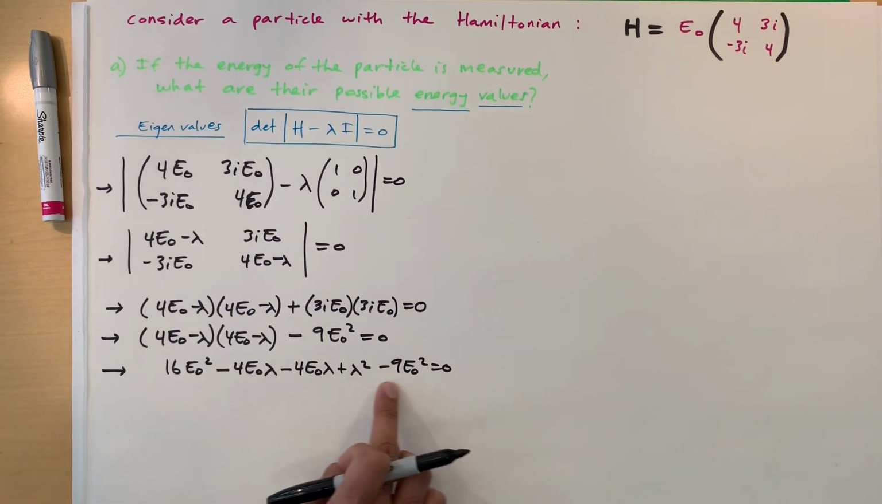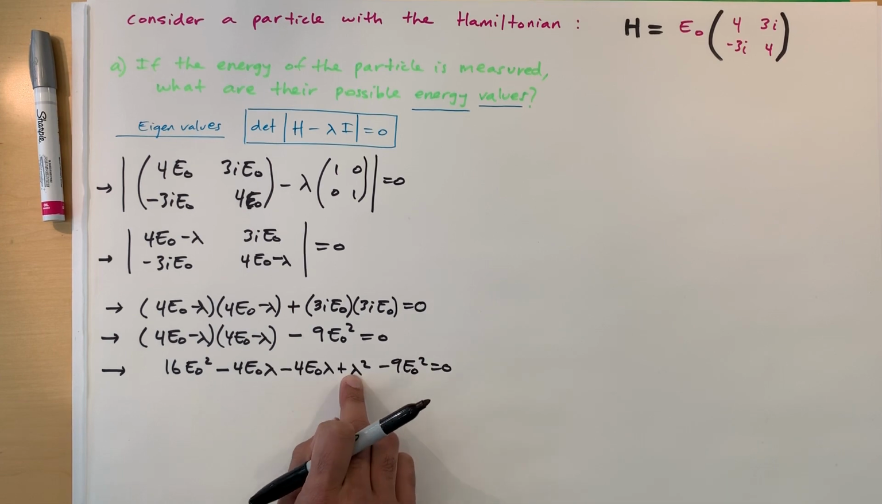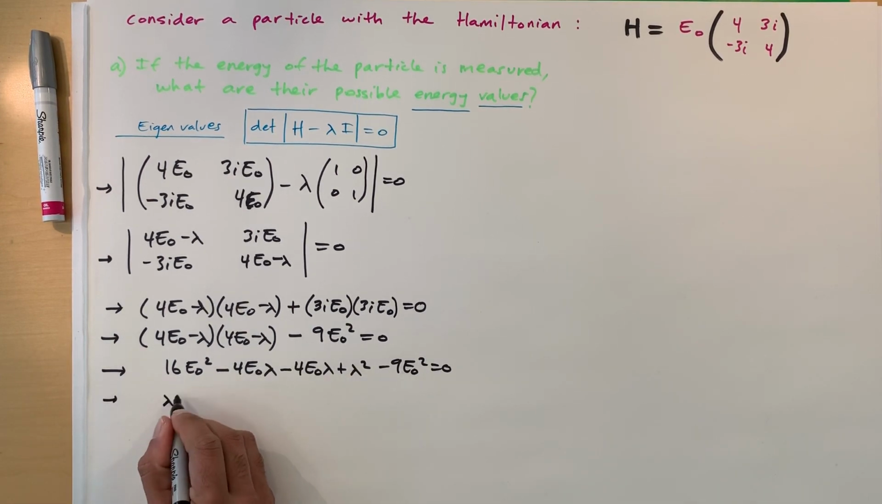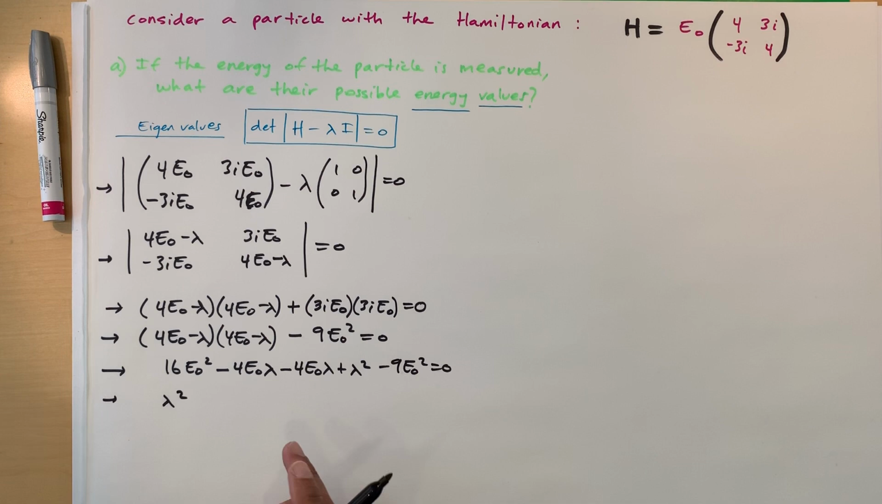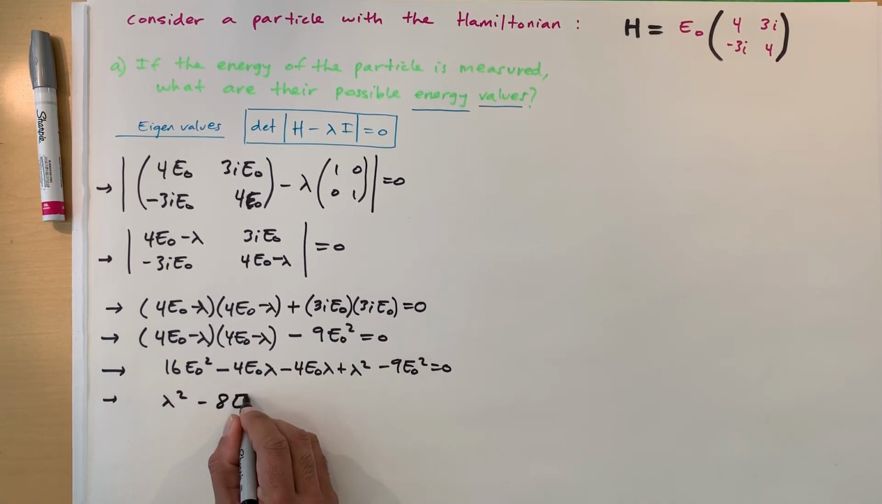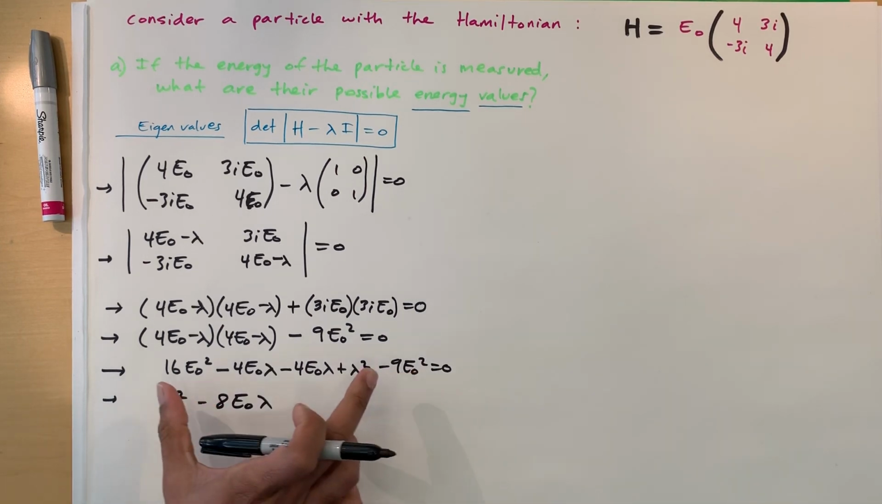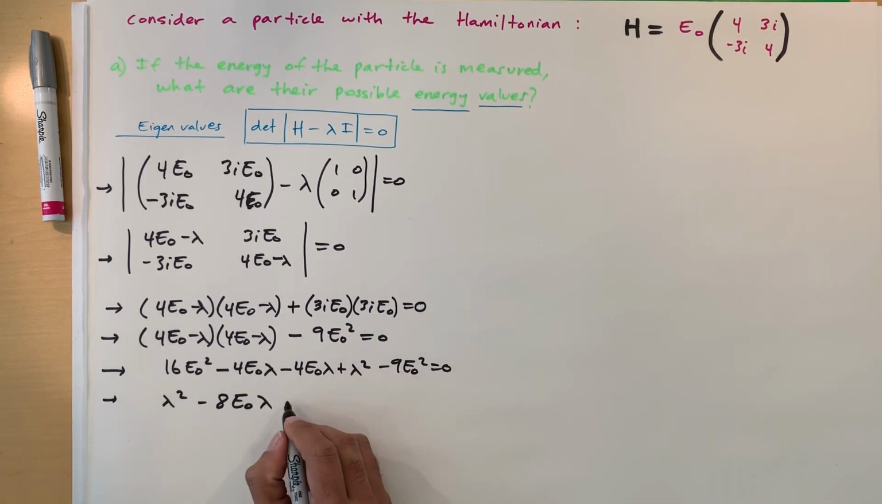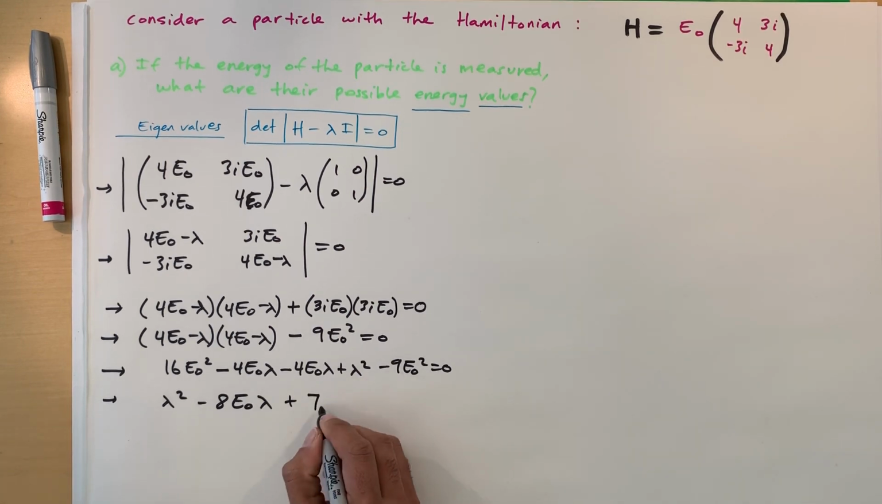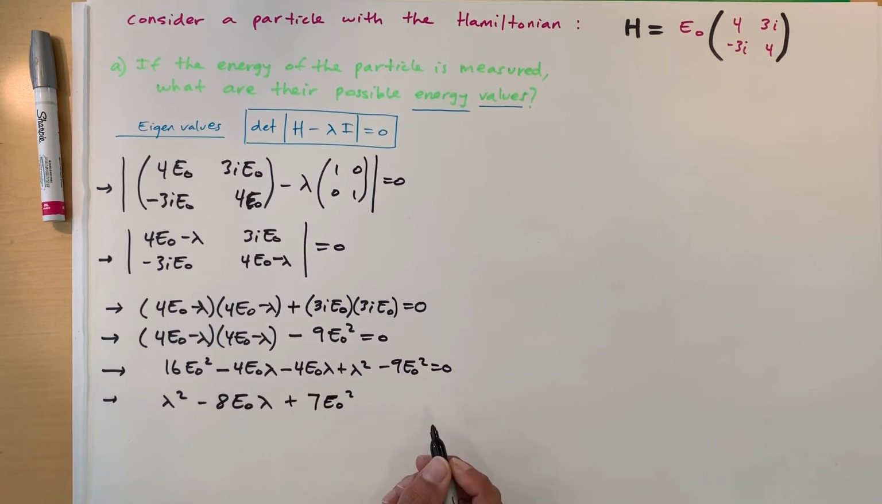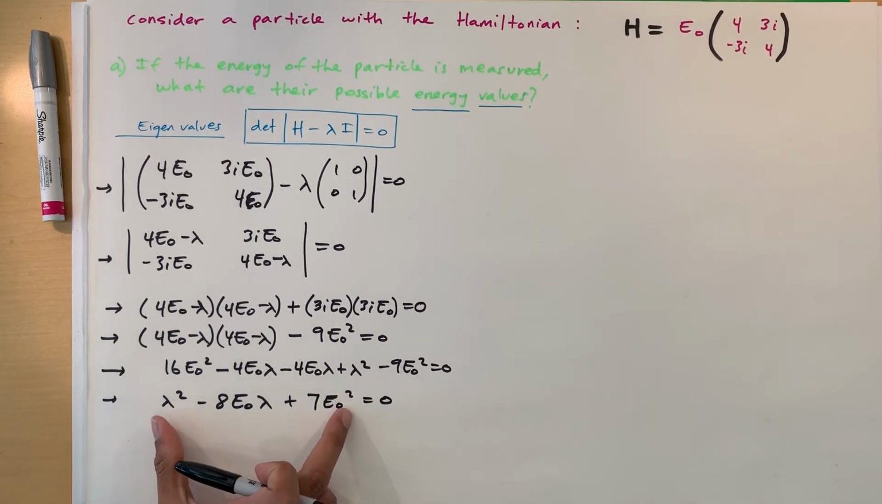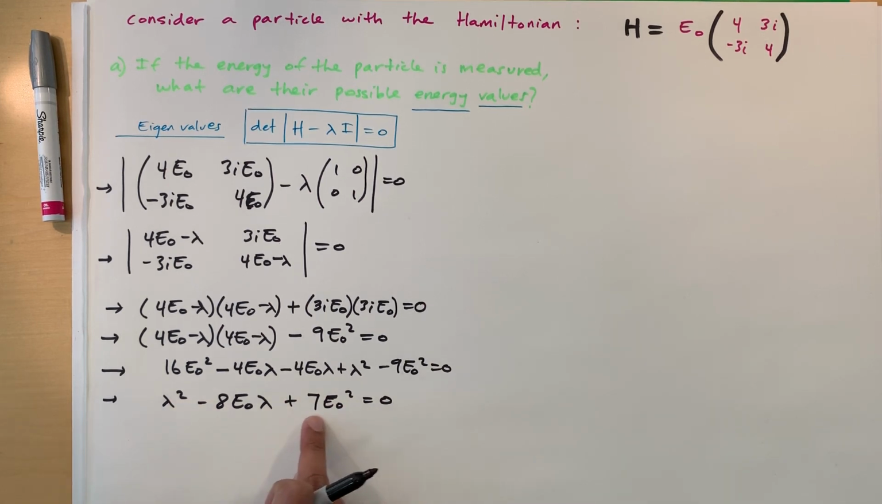Now let's combine things. We have lambda squared alone, so let's put lambda squared, and then we have negative 8 E naught lambda, and 16 minus 9 is 7, so plus 7 E naught squared, equal to 0.